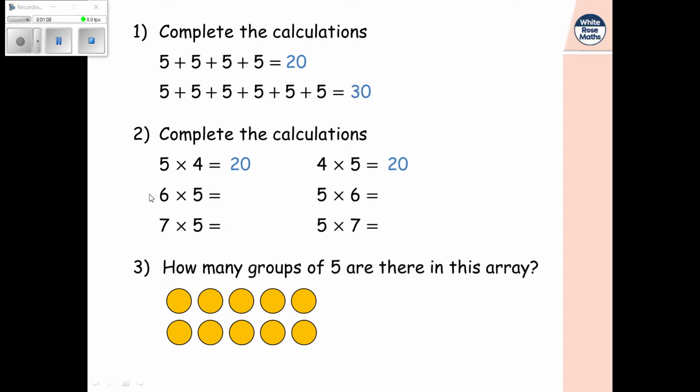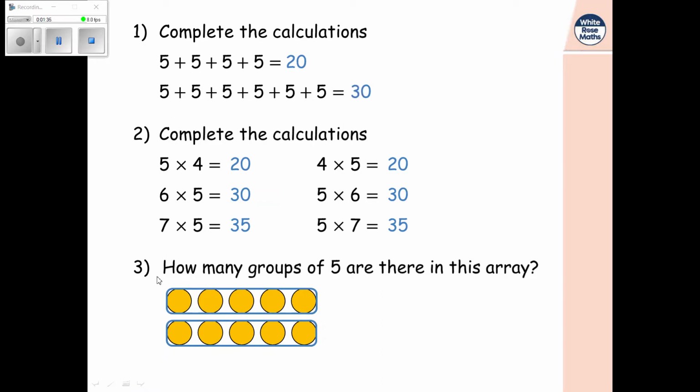Off you go. So hopefully you put 6 fingers up and remember you're counting in your 5s, so let's do that together. 5, 10, 15, 20, 25, 30. Well done. And again here, pause now and look at the next one. So again, we're counting in our 5s, so we need 7 fingers up. Let's do that. 5, 10, 15, 20, 25, 30, 35. Well done if you got them right.